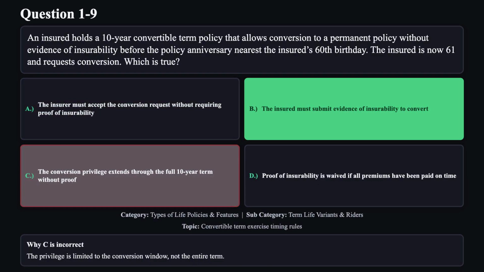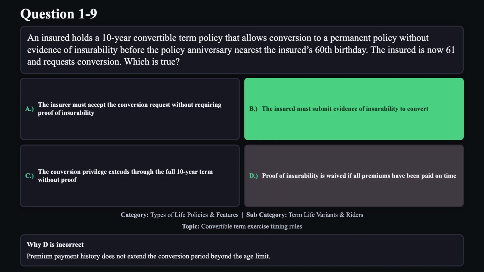Reason C is not correct. The privilege is limited to the conversion window, not the entire term. Reason D is not correct. Premium payment history does not extend the conversion period beyond the age limit.